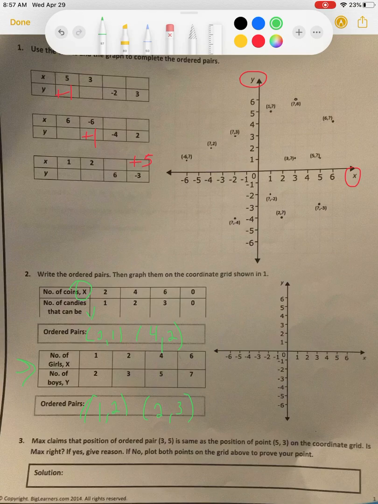I would suggest that if you need clarity, go ahead and plot those points on the grid and let yourself see if they are the same coordinate pair or if they're different. That'll help you out with that particular question.